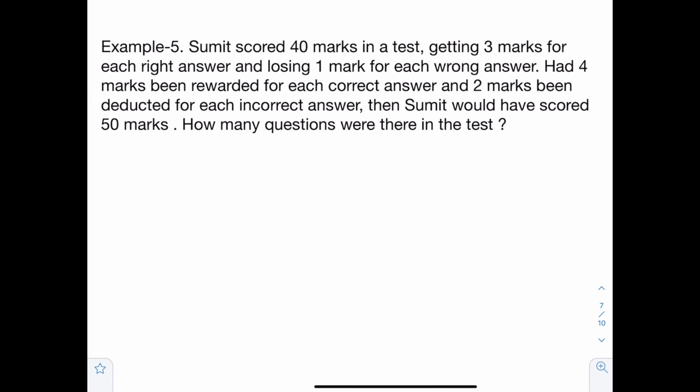Now example number 5th. Sumit scored 40 marks in a test, getting 3 marks for each right answer and losing 1 mark for each wrong question. Had 4 marks been rewarded for each correct answer and 2 marks been deducted for each incorrect answer, then Sumit would have scored 50 marks. Okay, how many questions were there in the test? So here are two conditions. So first one is this and second one this one.